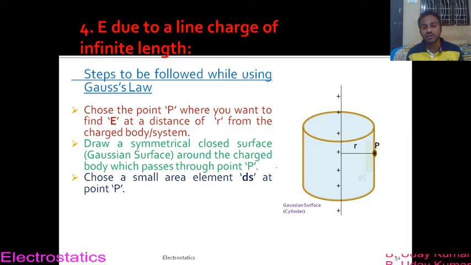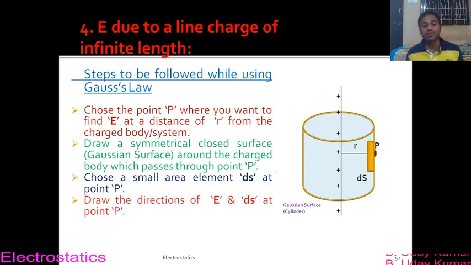So let us draw that one. This is going to be the small area element that I have chosen. Can you see this one? So this is ds, which I have chosen at point P. And what is our next point? Now at point P, you have to draw the directions of E and ds. So draw the directions of E and ds at point P.